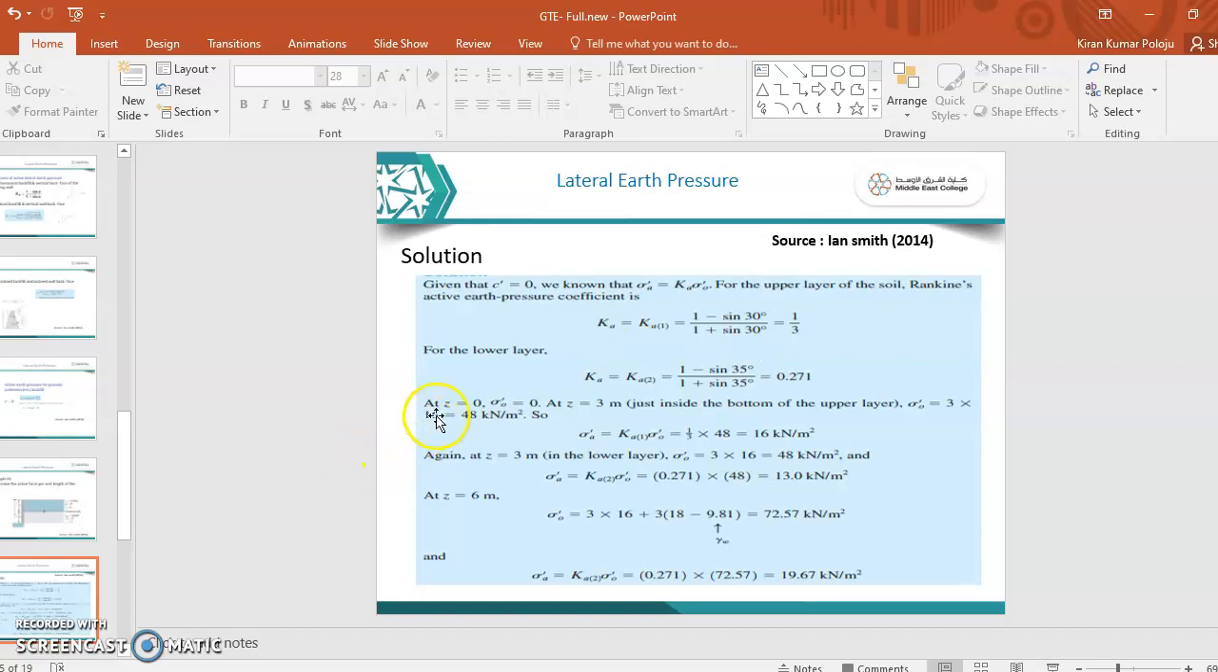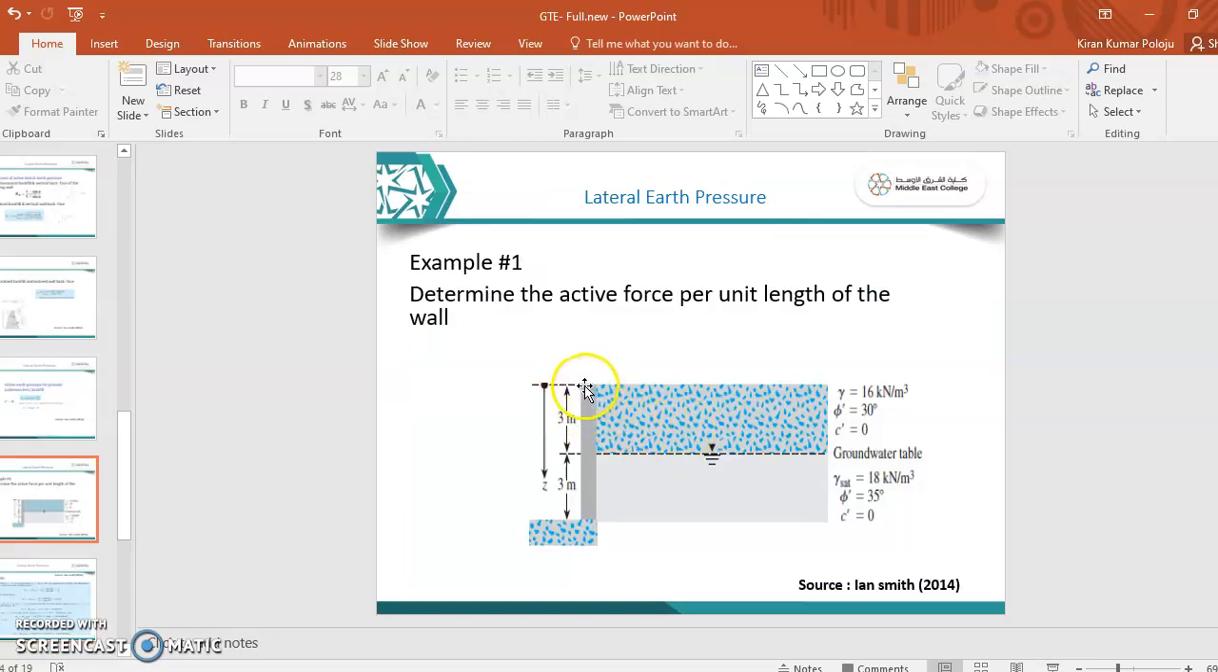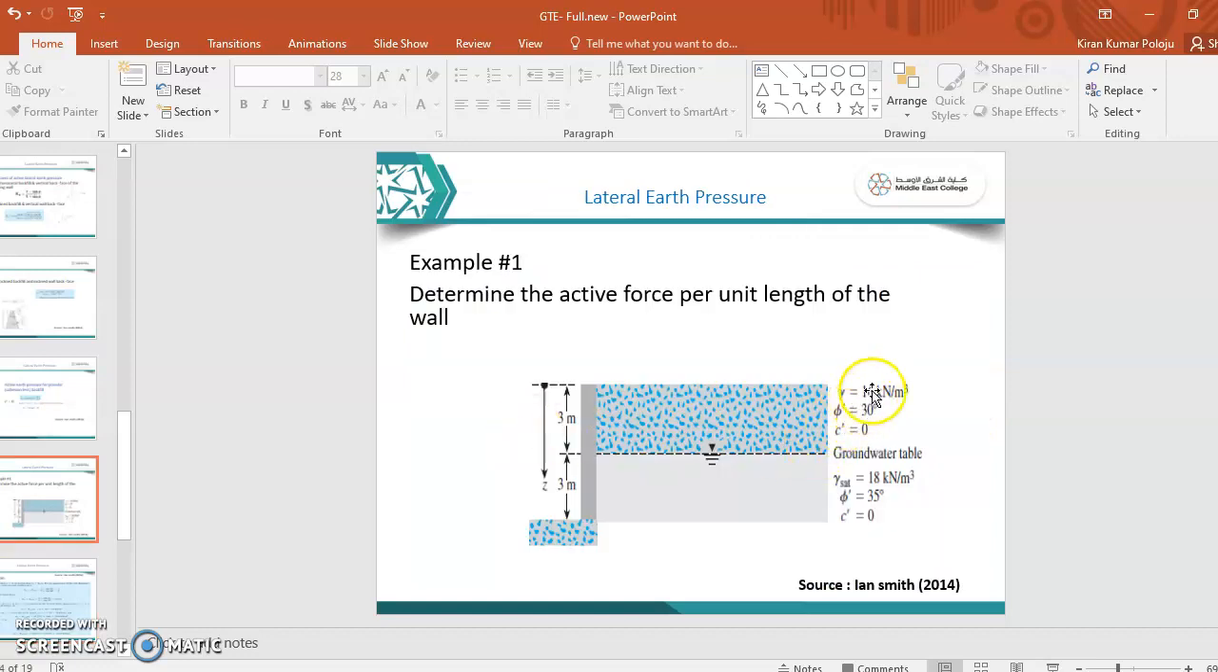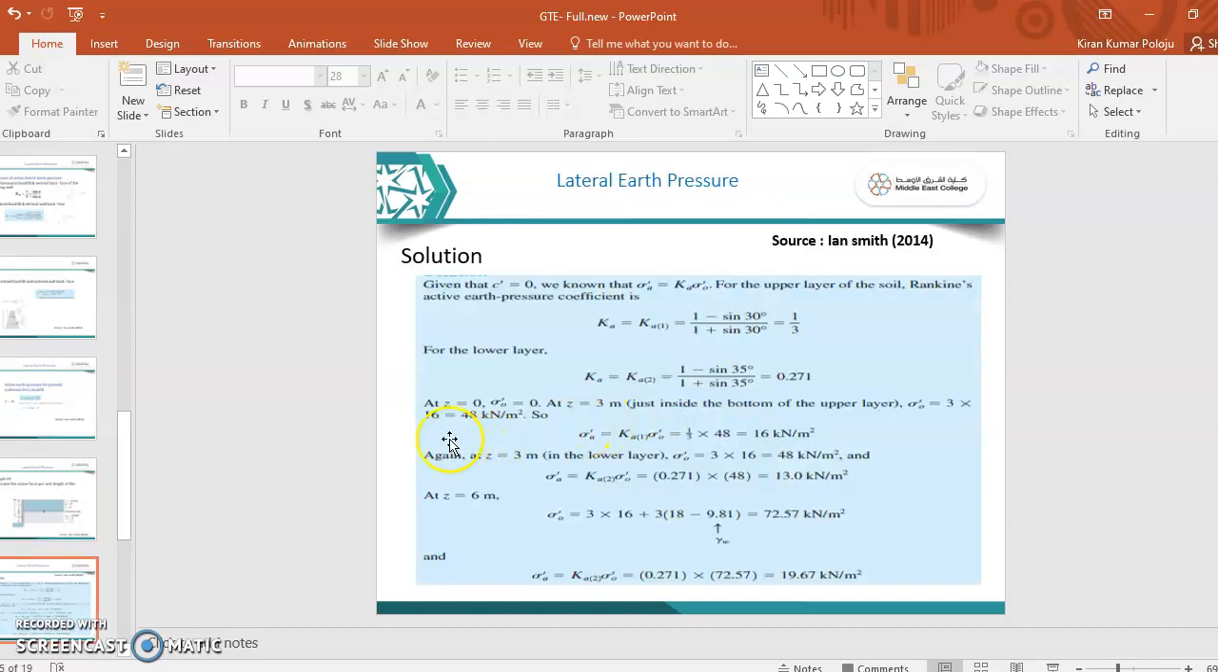Now same, at z equal to 0, stress will be 0. At z equal to 3, z equal to 0 means surface, so no stresses, it is 0. At z equal to 3, we have unit weight of soil and height 3 meters. So 3 multiplied by 16. 16 is the unit weight of soil and 3 is the height of the soil. So 16 into 3 is 48. You have to write 48, and since it is the upper layer, this 48 is multiplied with 1 by 3. Whatever value you get here, you have to multiply with this 48. So 1 by 3 multiplied with 48 gives you 16.